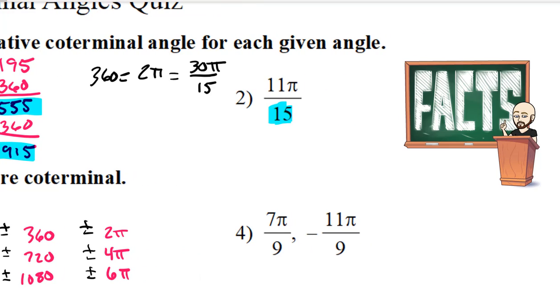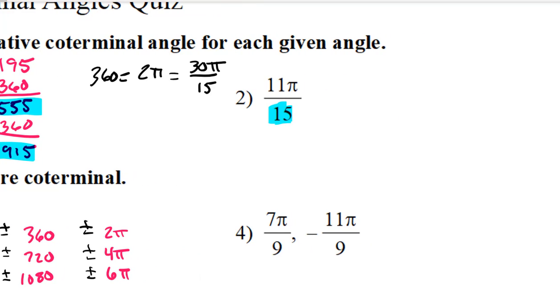So we're going to do that same kind of process with 11 pi over 15. So we're going to take 11 pi over 15, and we're going to add to that 30 pi over 15. And that'll give me 41 pi over 15. So that's one positive coterminal angle with 11 pi over 15.